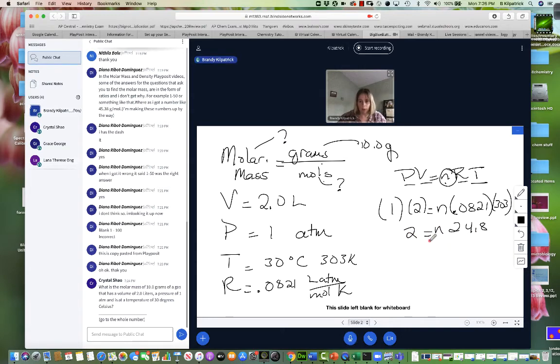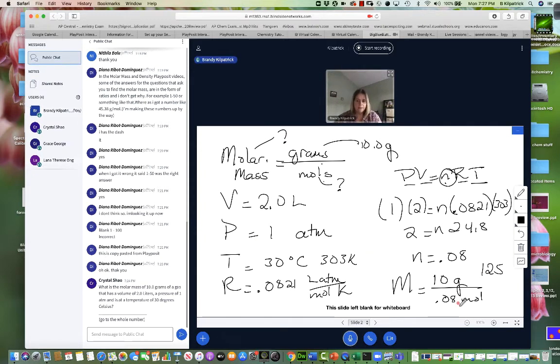So I should have 2 divided by 24.8 roughly. So my number of moles will be 0.08, but that's not my answer because I need the molar mass. So now I'm going to go one more step and get my molar mass by taking my number of grams and dividing it by my number of moles. So 10 divided by 0.08 will give me about 125.